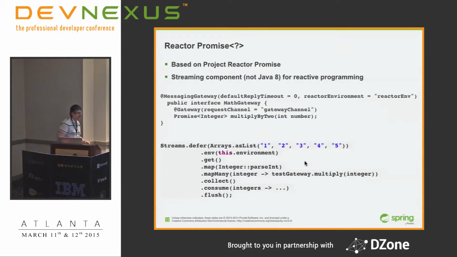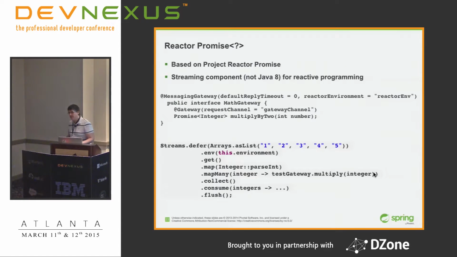What is cool about it is that you can register it in a stream processing definition. So I can say, at this point in the processing chain, I'm taking this array, mapping it, transforming it to integers, and then invoking multiply by 2 by sending data to the gateway, and because the result is a promise, it can be integrated in the entire stream.